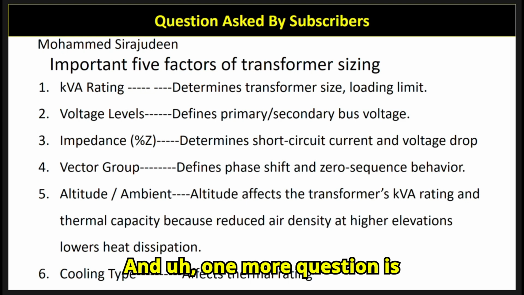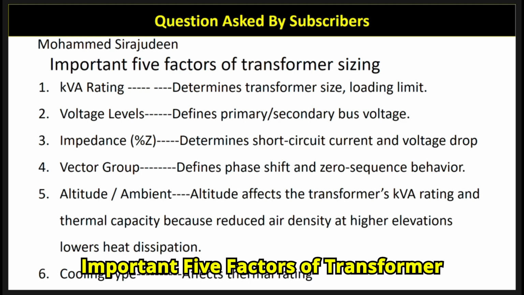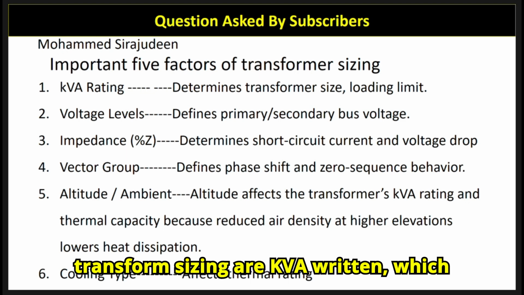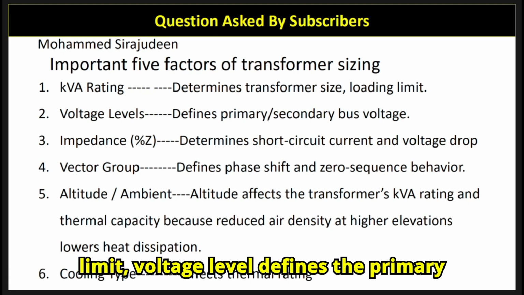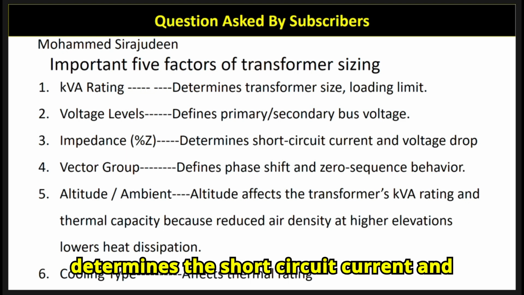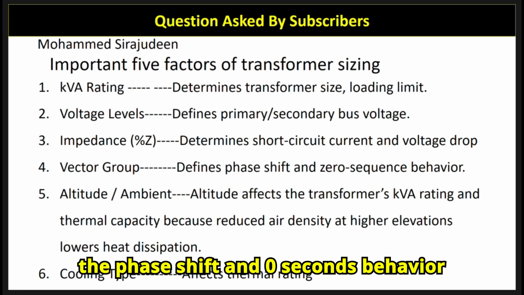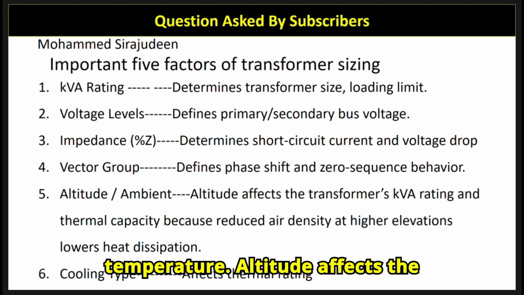And one more question is from Mr. Muhammad Sirajuddin. Important 5 factors of transformer sizing. The important 5 factors of transformer sizing are KVA rating, which determines transformer size, loading limit; voltage level, defines the primary and secondary bus voltage; impedance, determines the short circuit current and the voltage drop; vector group defines the phase shift and zero sequence behavior of the transformer; altitude or ambient temperature.